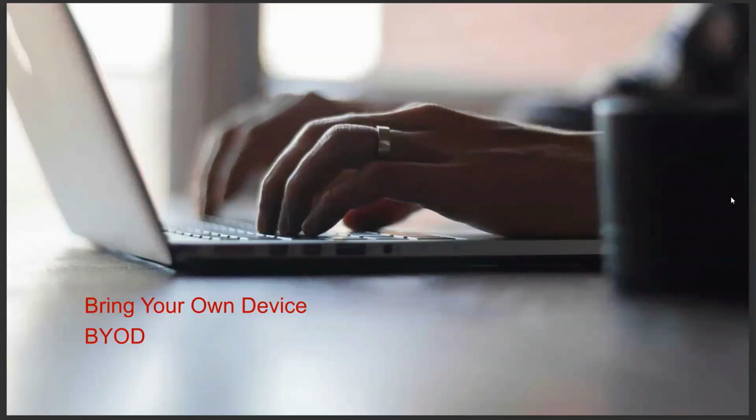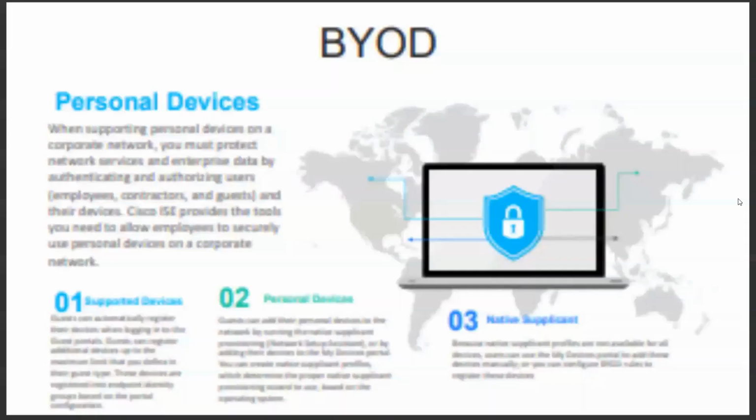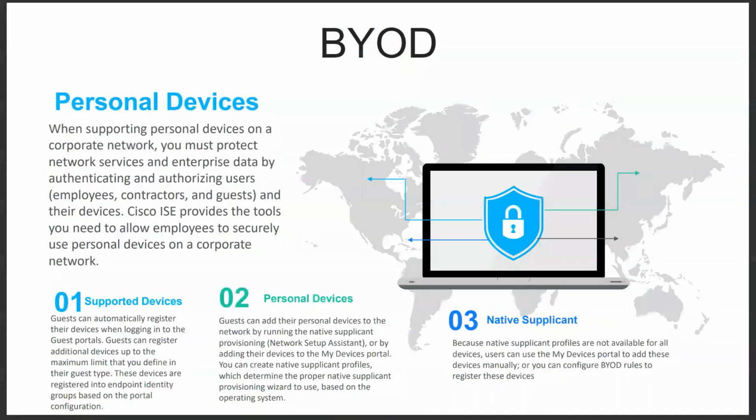Let's move to the next section, which will be BYOD, bring your own device. That is the most famous one, and ISE is also very famous for this. When supporting personal devices on a corporate network, we must protect network services and enterprise data by authenticating and authorizing users. That user can be anyone: employees, contractors, guests, or any other MAP authenticated device. Cisco ISE provides that tool.